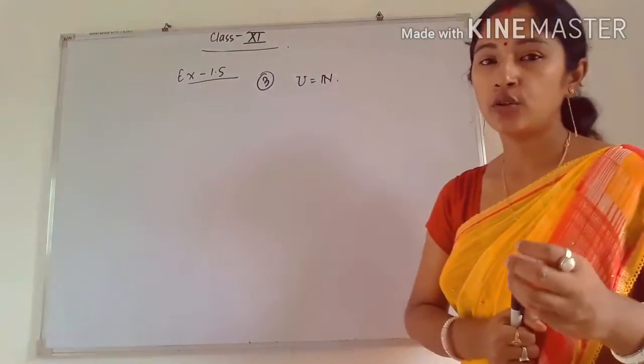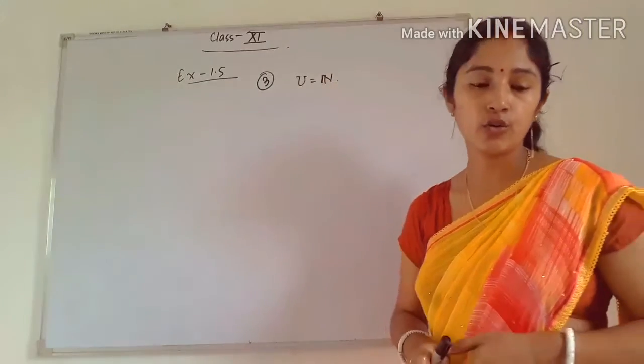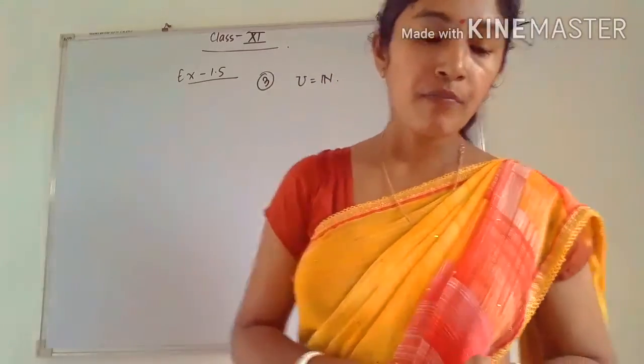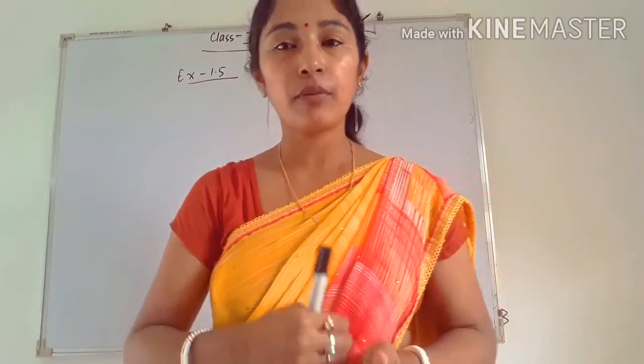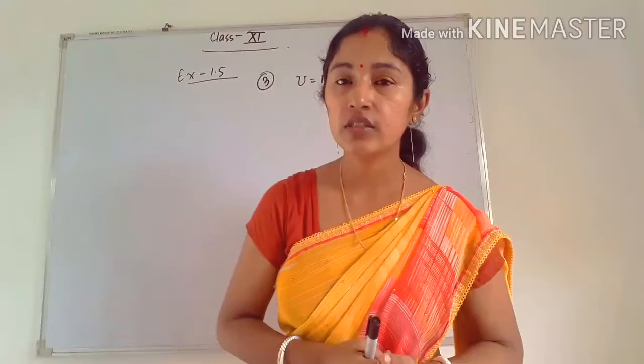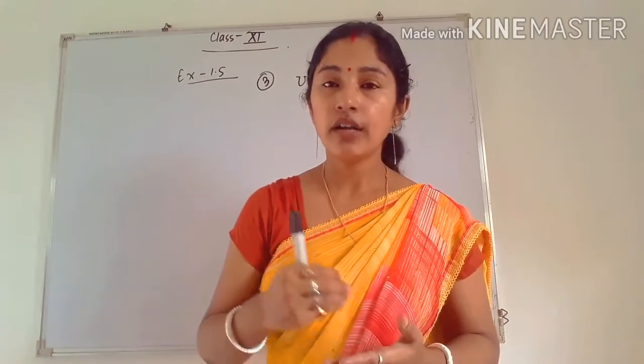Here the universal set we have to take as natural numbers. It is already given in the question. So come to number 1. x is an even natural number. So what will be the complement? You have to write the complement of this set. So the complement of this set will be x such that x is an odd natural number.